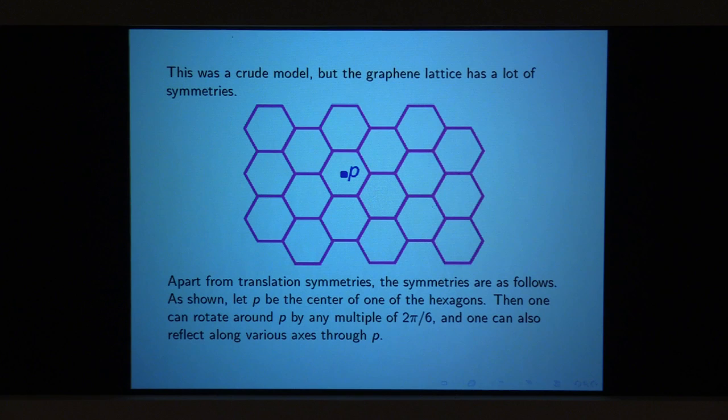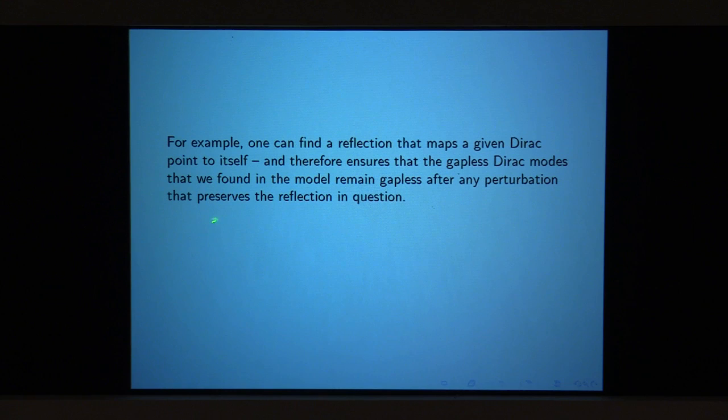And those are different. And so you have to see what these symmetries do to the two Dirac points. Well, if you look at it a little bit, you'll see that there's a reflection that maps a given Dirac point to itself. I don't remember if that's the reflection through the corners of the hexagon or through the faces, but I recommend as an exercise to figure it out.